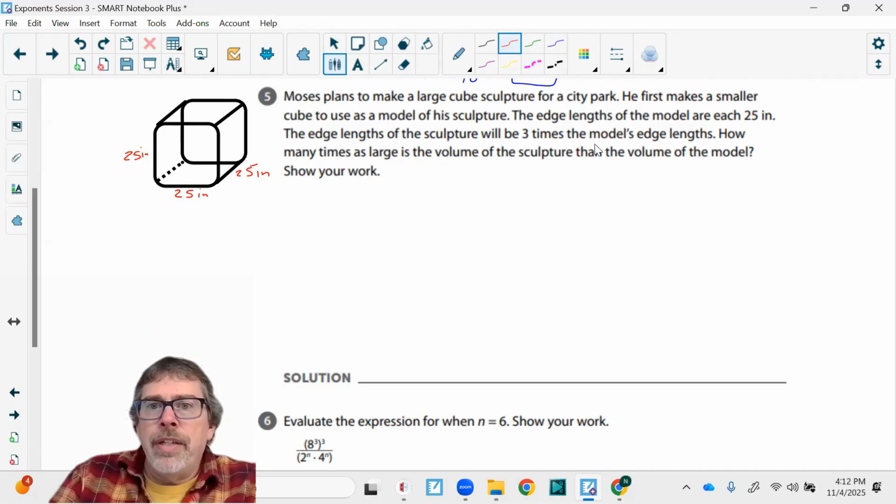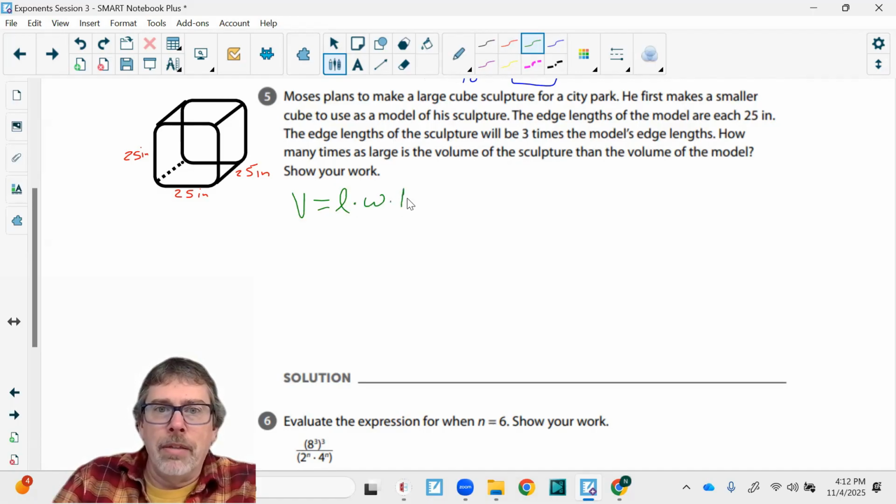We're going to do 3 times that model's edge length. How many times as large is the volume of the sculpture than the volume of the model? Show your work. So volume equals length times width times height. So the volume of the original cube is 25 cubed because they're all the same, right? 25 times 25 times 25, which is 25 to the third power.